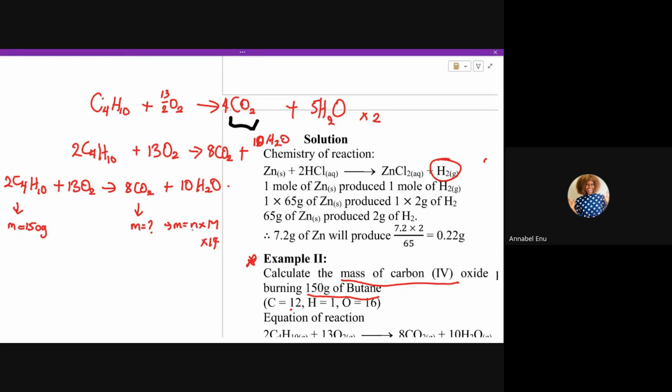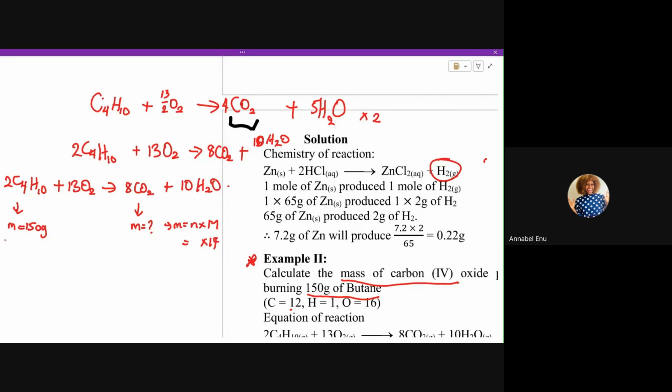But we also don't know the number of mole of CO2. How do we get the number of mole? I'm asking this question again for the second time. How do we get the number of mole so that we can finally get our mass? Because our aim is to get the mass of CO2, and we can't get the mass if we don't know the number of mole. So we get it from the number of mole of butane whose mass is given, and then we relate to the balanced equation. Since the mass of butane is given, it's easy to find the number of mole of butane.